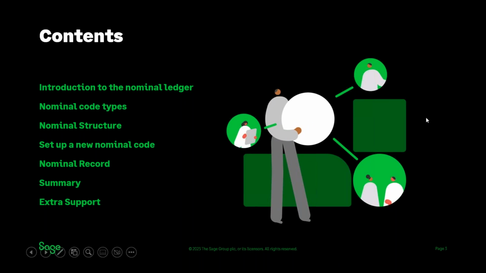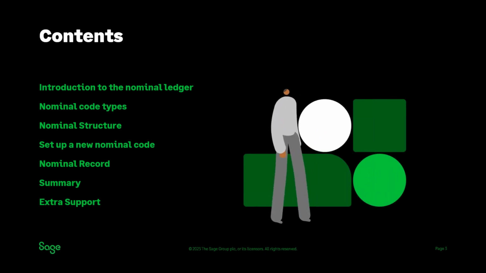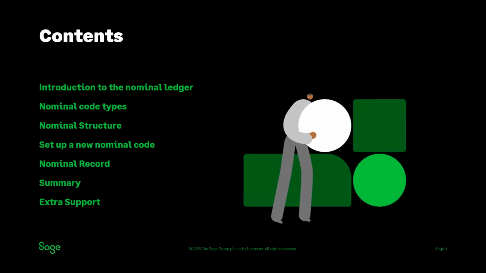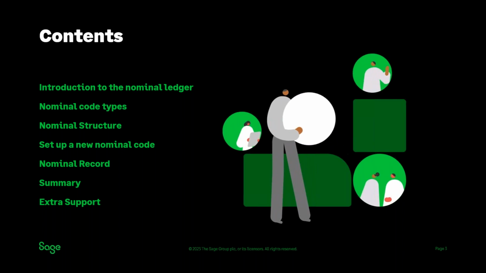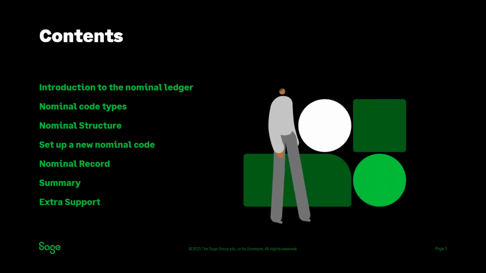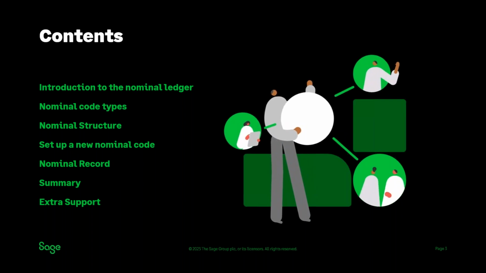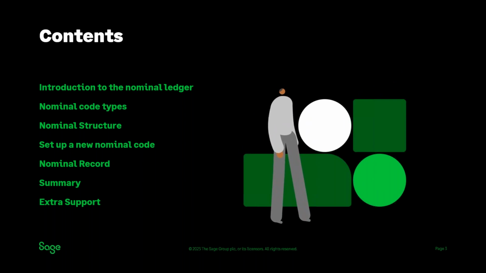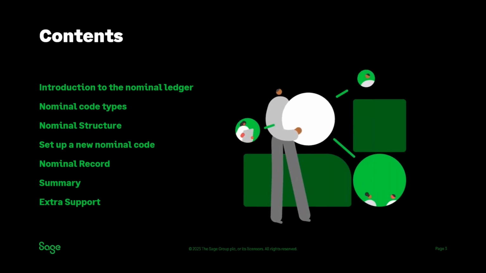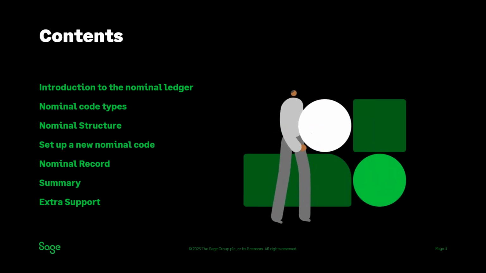Okay, so we're going to be looking at nominal codes today. We're going to first off start with an introduction to what the nominal ledger is. We're then going to talk to you about the nominal code types. We'll take a look at the nominal structure, which is something that's really important to consider if you're creating a new code. How to create a new nominal code, and then look at the nominal record itself and some of the features in there. And then we'll just do a quick summary before we wrap up and talk about some of the extra support and the upcoming webinars as well.